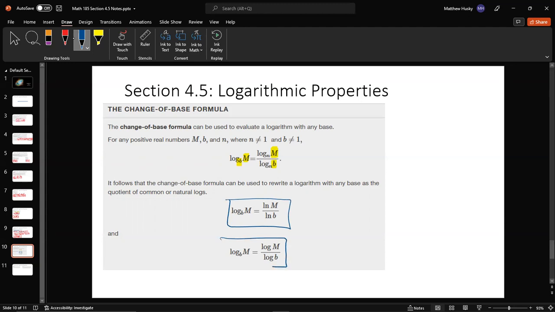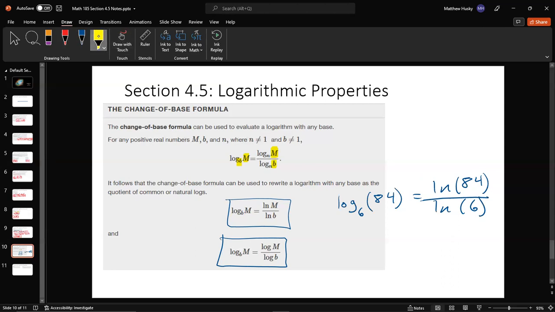Either one will work. It doesn't necessarily matter which one you choose. If you want to do log base B of M, one way you could work that out is ln of M over ln of B. You could also do log M divided by log B. So for instance, if my goal is to do log base 6 of, I don't know, 84, then I could work that out by doing ln of 84 divided by ln of 6.